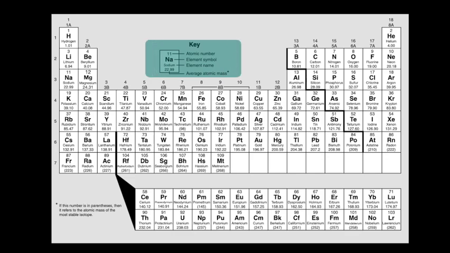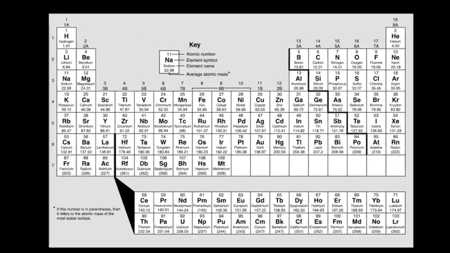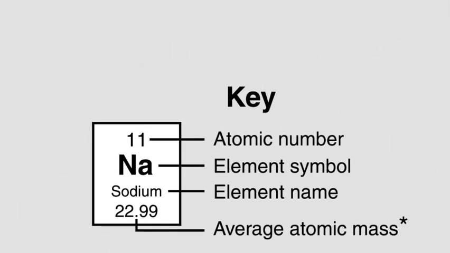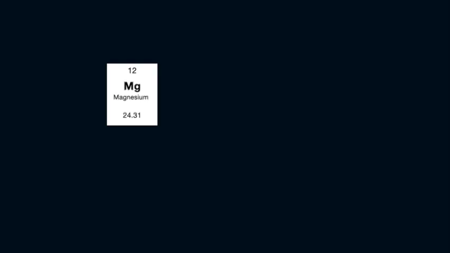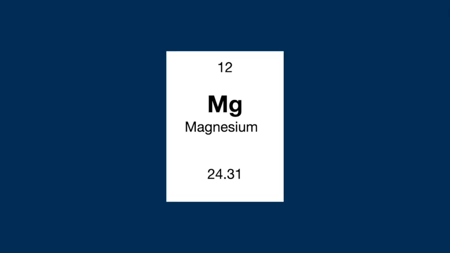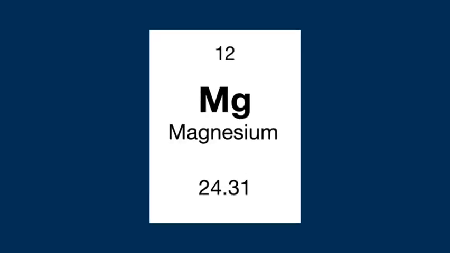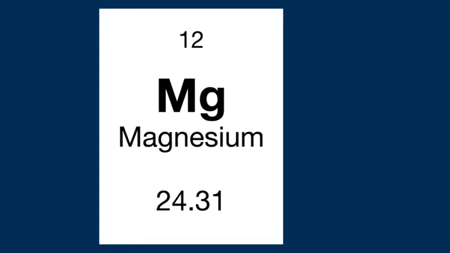For this lesson, we will be focusing on the information given in the key above. We will be looking at the atomic number, the element symbol, the element name, and the average atomic mass. So let's look at element number 12, magnesium. We are looking at one box or element or one kind of atom from the periodic table. This is the element magnesium.